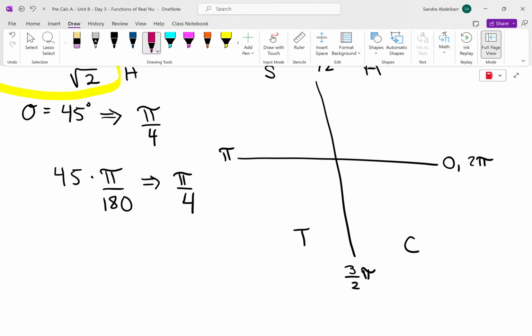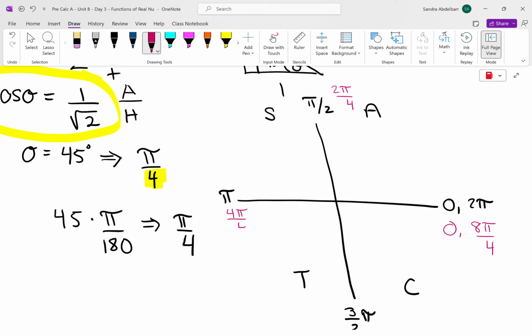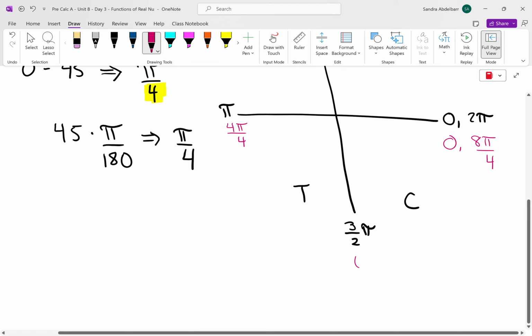Now, what I had told you the last class was when we have this, I want you to make all of those quadrant angles in the same denominator as our reference angle. So our reference angle has a denominator of 4. That means all these quadrant angles, I want to have a denominator of 4. So 0 will stay 0, but this will be 8 pi over 4. This will be 2 pi over 4. This will be 4 pi over 4. And this will be 6 pi over 4.